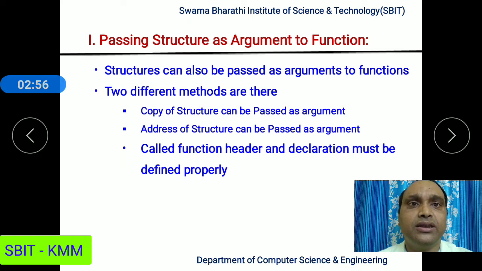One is you can send a copy of the structure to the called function as an argument. And the second method is the address of the structure can be passed as an argument to the called function. So you can follow any one of these two methods, but each method has its own advantages and disadvantages. To pass these structures as an argument to the called functions, the called function header and its declaration must be done properly. This is very, very important.